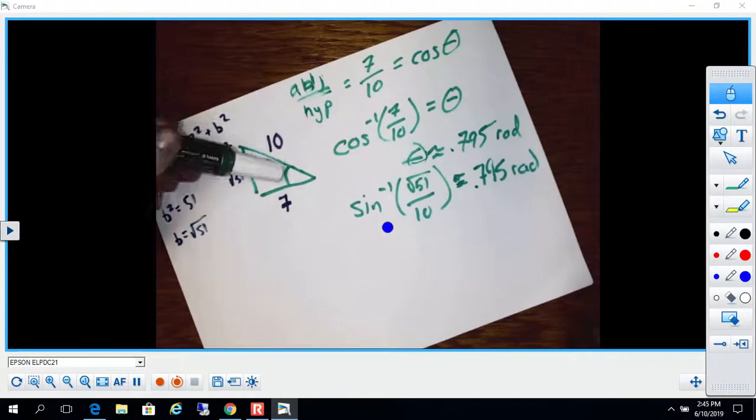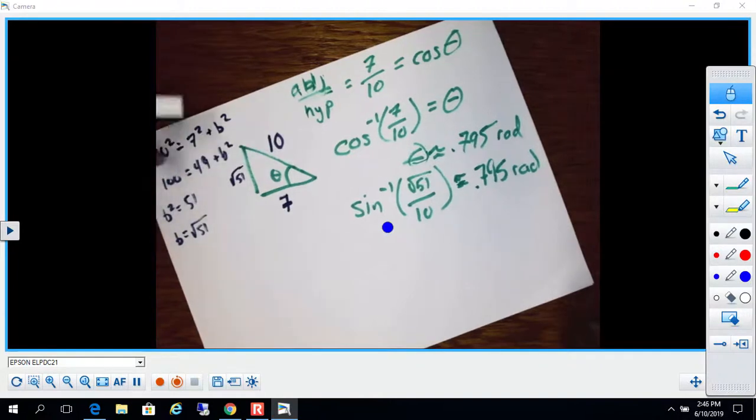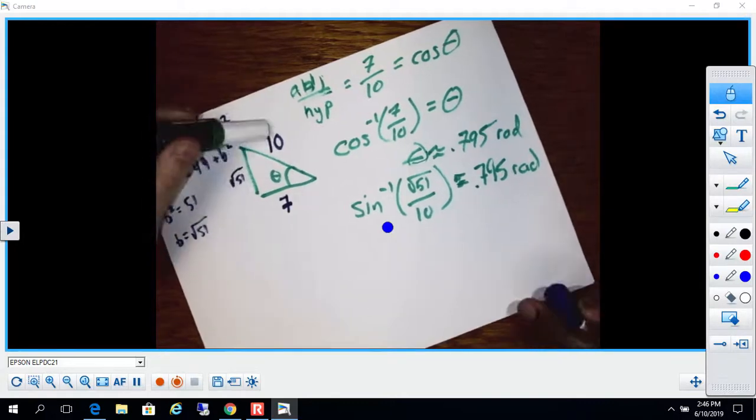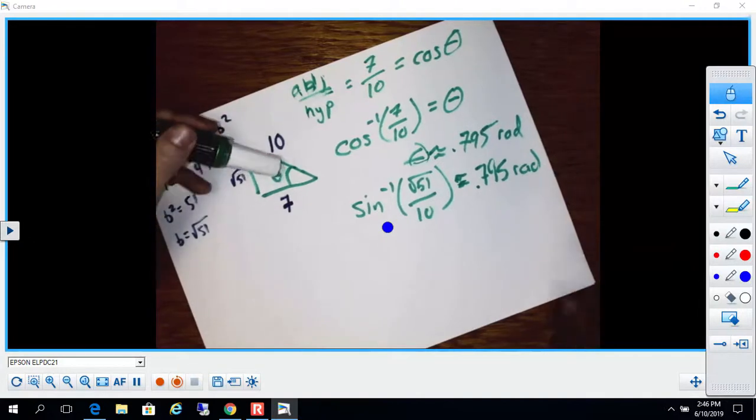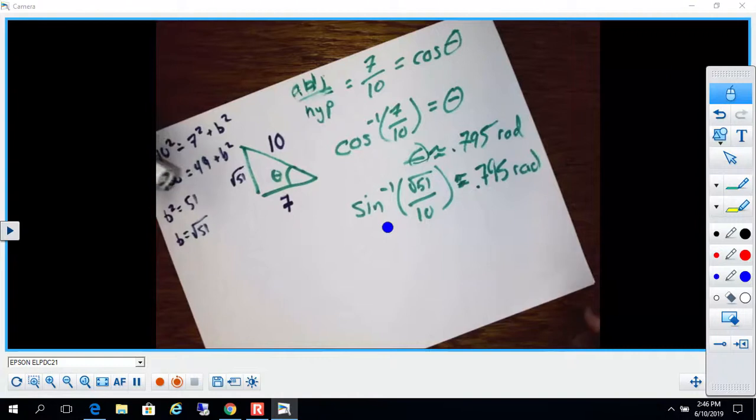Right. Because you did the inverse of sine, which is opposite over hypotenuse. So I use these numbers specifically because it's the opposite over the hypotenuse. And so if I did the inverse sine, it should still give me the angle, right? Because it's the same angle. Yeah.